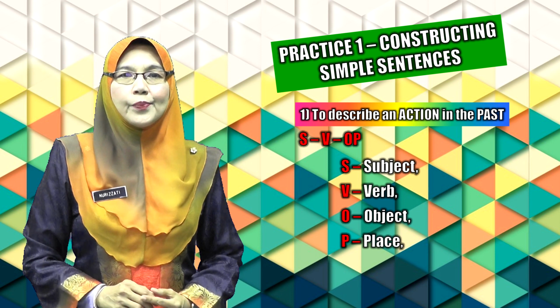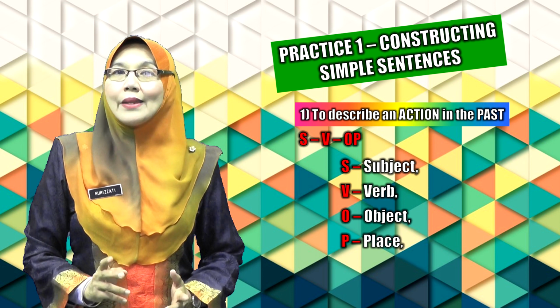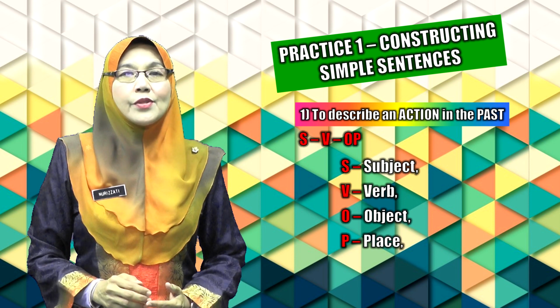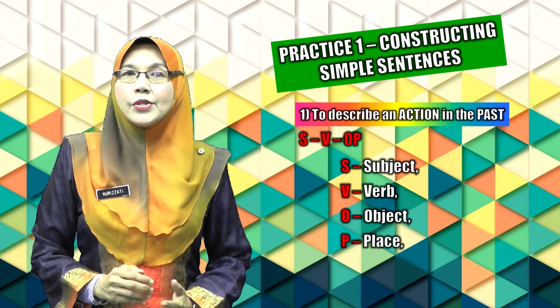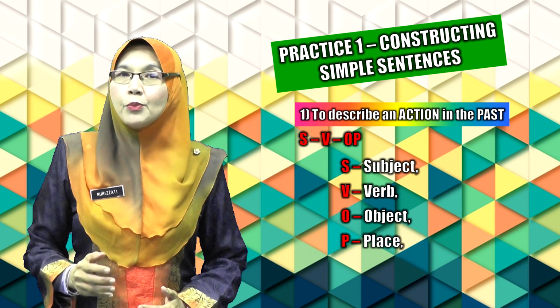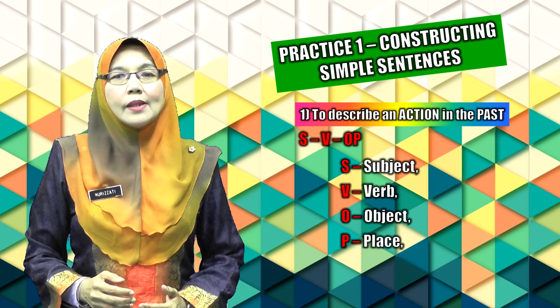Before we proceed, let us do some practices on sentence constructions. We need to be able to construct at least 2 types of basic sentence structures. Practice number 1. To describe an action in the past. The basic sentence structure is subject followed by verbs, object, place, and time.